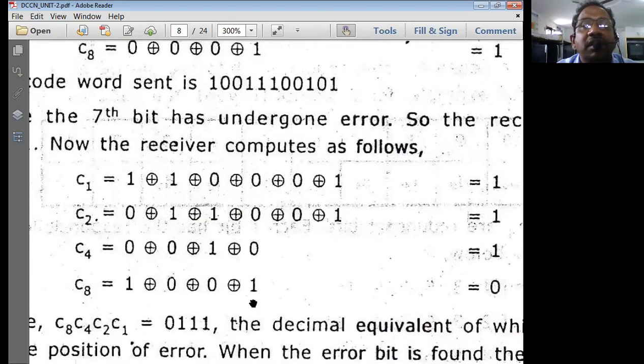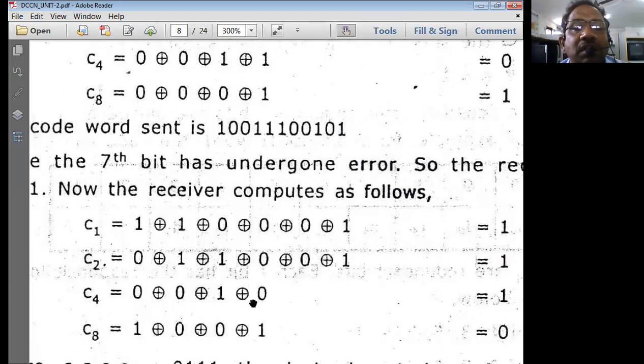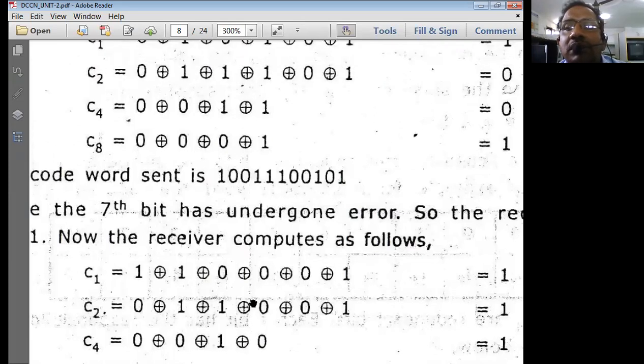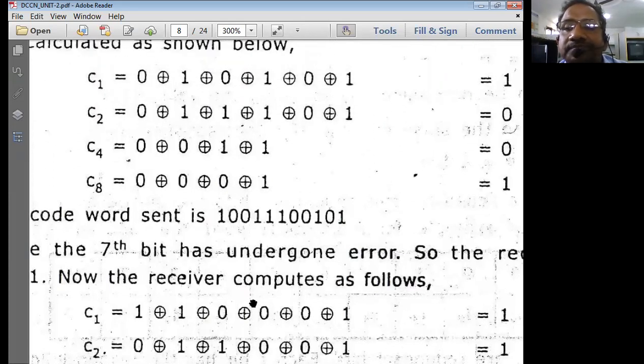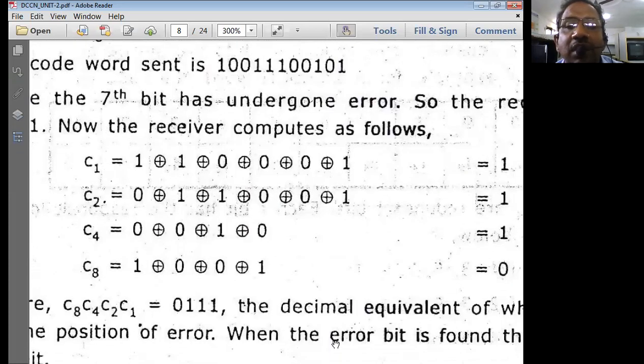Once we get the data bits, this is the code word which has been received by the receiver that we are going to consider over here. Now what is the equivalent decimal value for this? This is 1001. So we'll write this as 1001. It's going to be 9. So there is no ninth bit in the data frame. Therefore there is no error actually.